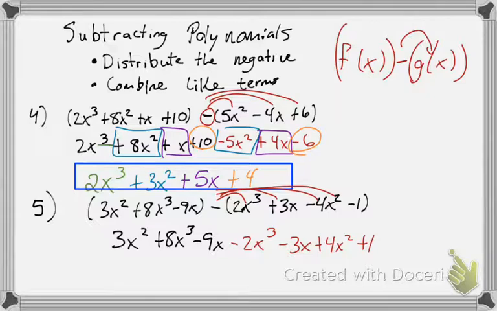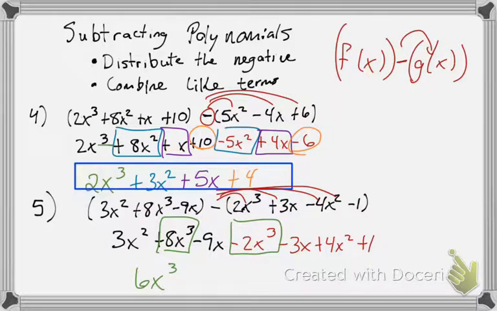I'm going to look for my like terms. So I always start by looking for the biggest exponent, and my biggest exponent starts with positive 8x cubed and negative 2x cubed. So 8x cubed minus 2x cubed would be 6x cubed.